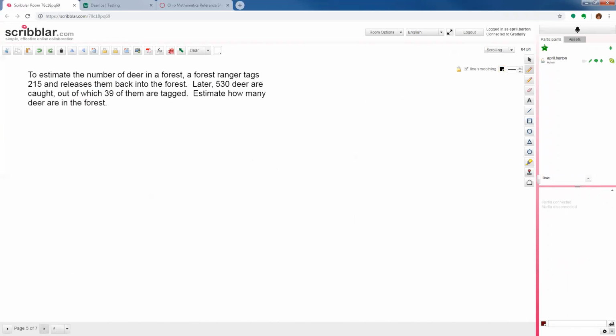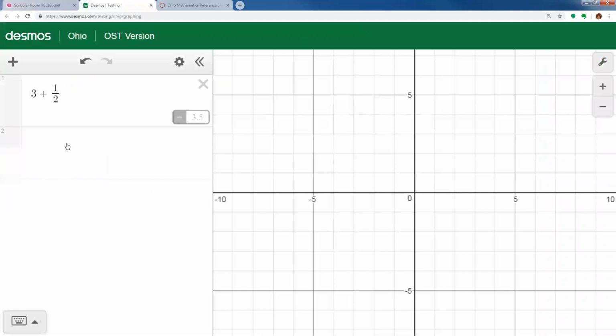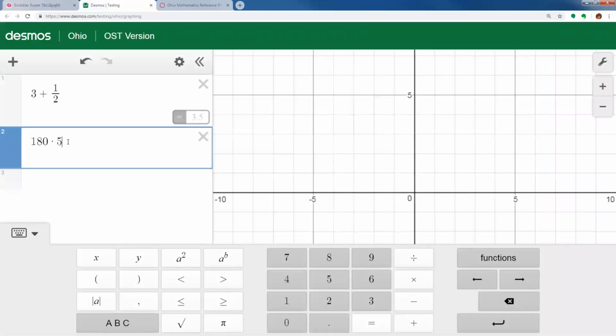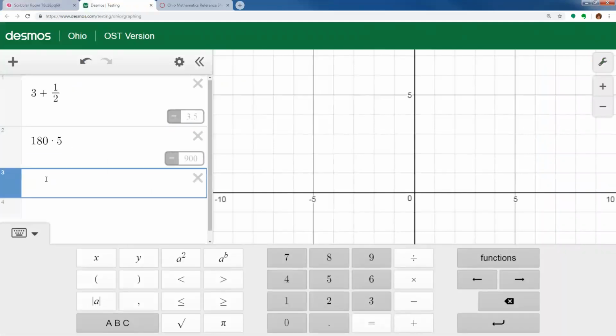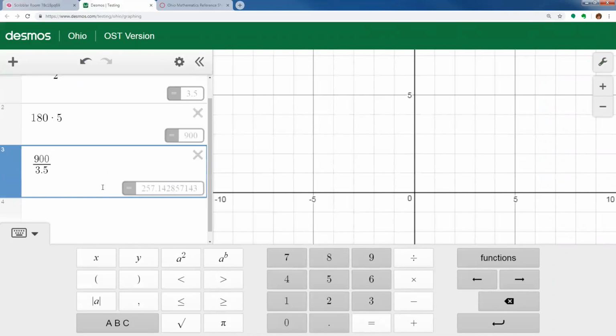So what did we do? Did we divide? Yes, 3.5. Sorry, I typed it in all at once. We did 180 times 5, and then I just typed in divide 3.5, but you can go to a separate line and do divide 3.5. Okay. Sorry, I did go through that pretty quick. So that's why I was like, that's the answer.